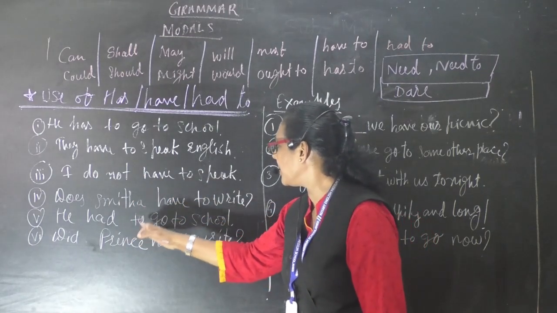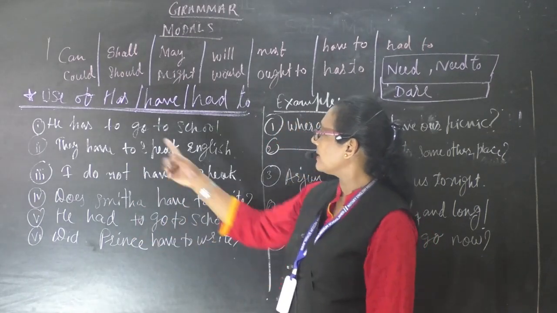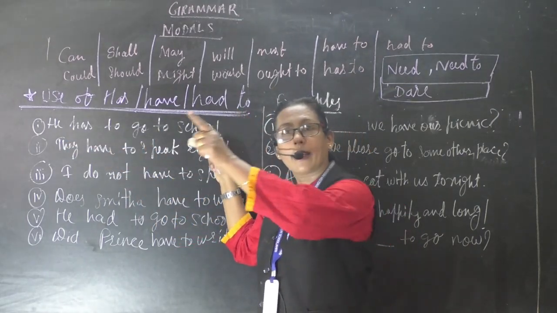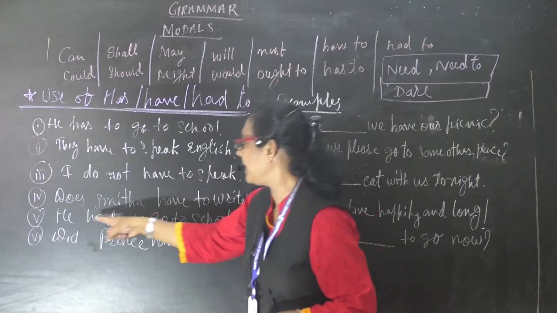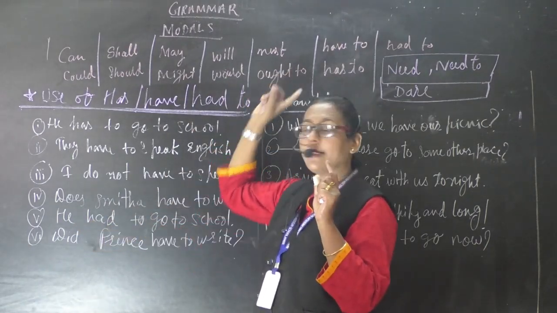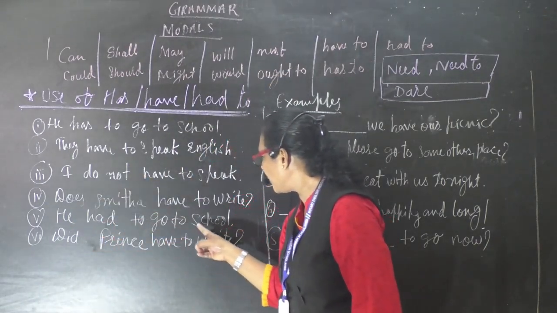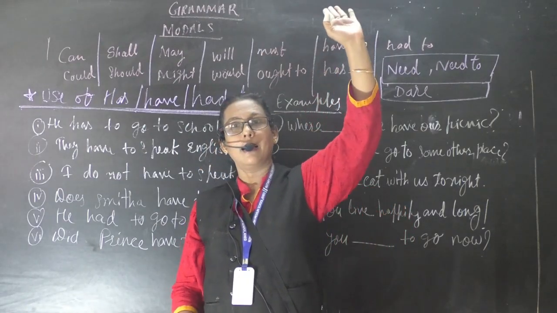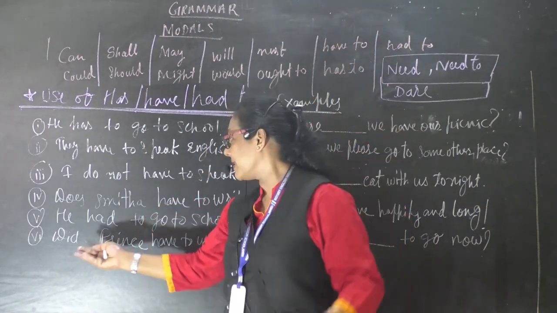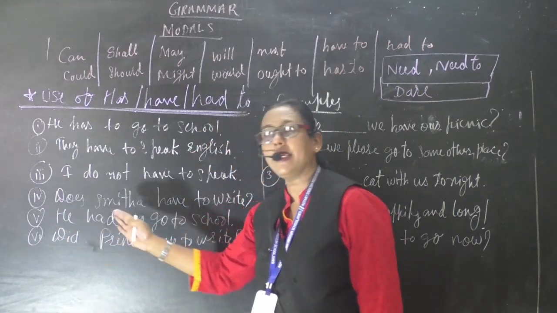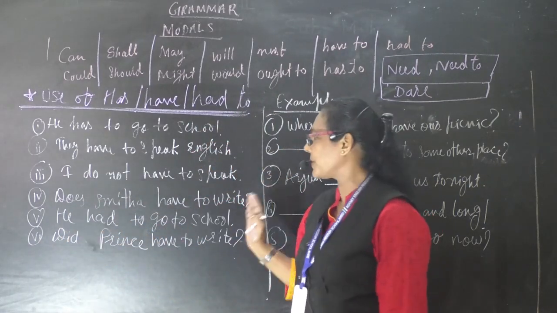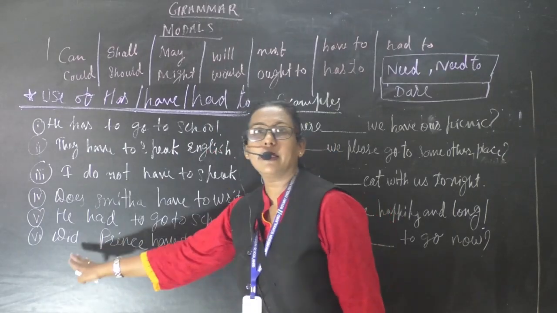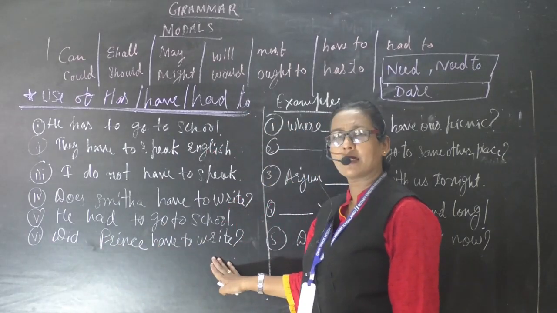He had to go to school. See here, he has to go to school. Usko school pe jana hi hai. But here, past tense, had to. He had to go to school. Usko school pe jana pada tha. Yes, past tense. See, that's why we have written here: he had to go to school. Did Priya have to write? The past tense, had to write.